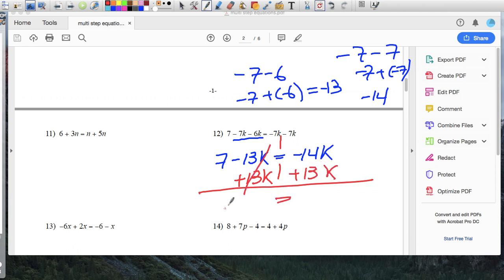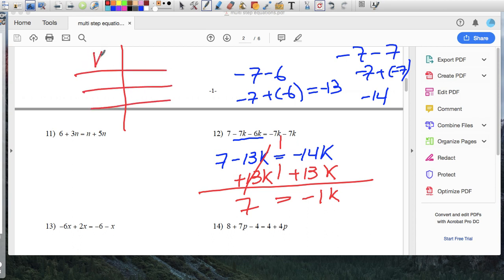So these two will go out, and I'm going to have 7 left over. On this side, negative 14 plus 13 is going to be negative k. Well, I'm going to write negative 1k in this case. So if you were to write a story, you have a variable k which is being multiplied by negative 1, and that gives you 7. Going backwards, you have to divide both sides by negative 1.